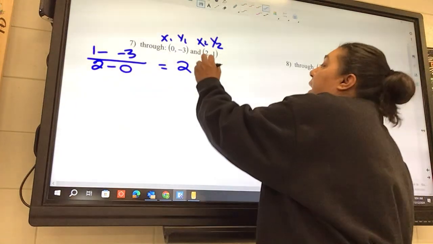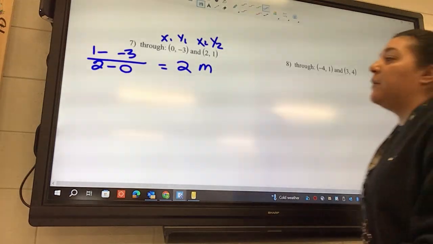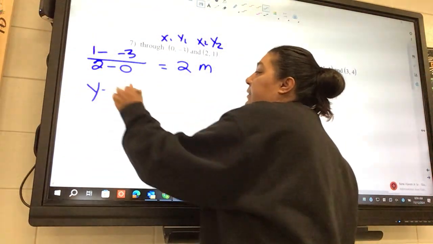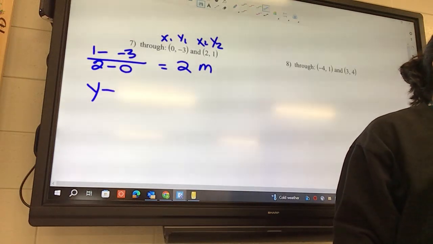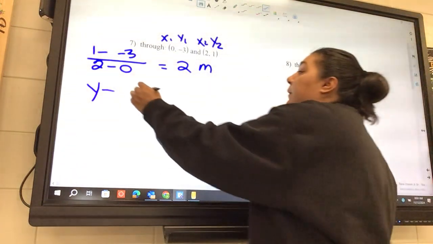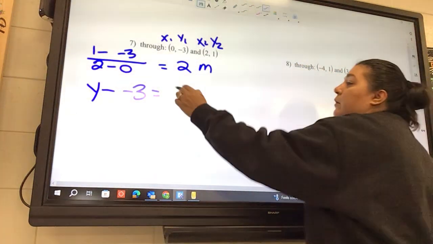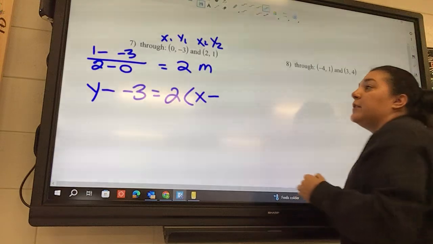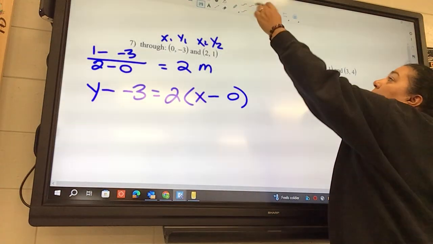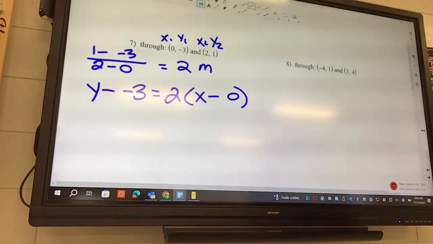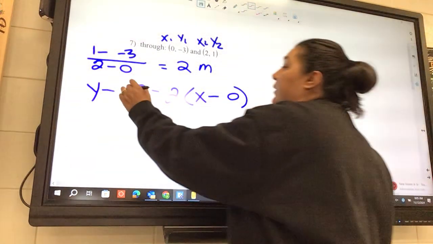So this is my M, we just found it, and so we're going to go ahead and do point slope formula, so formula number 2. So Y minus, what is my Y1? What did I call my Y1? Negative 3 equals my M, what's my M? 2. X minus, what's my X1? 0. Okay, and then again, we need to go through and change that minus minus into a positive.